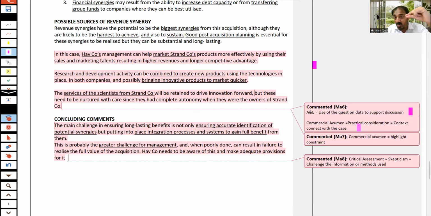And this point also, the practical consideration, context, that context connect with the case. And this is also called, we have highlighted a constraint with respect to commercial economy. We have highlighted a constraint. This is the important point to consider, highlighting point.